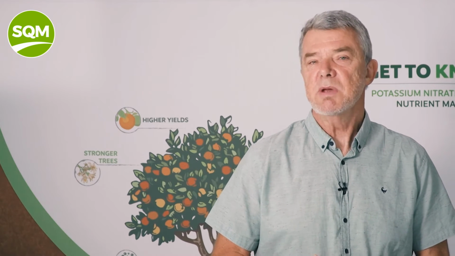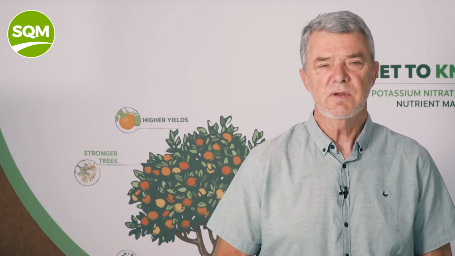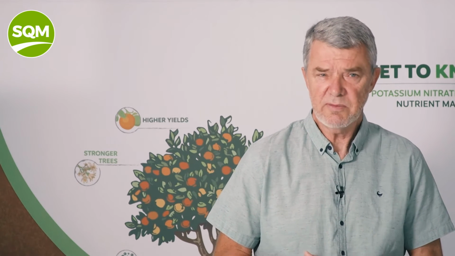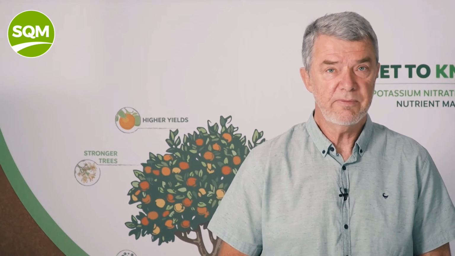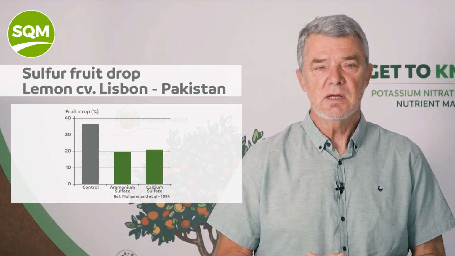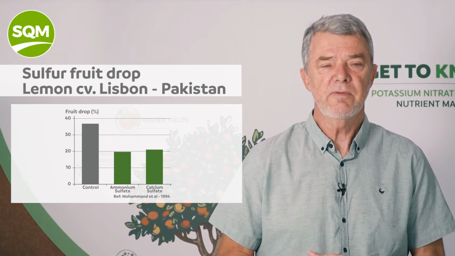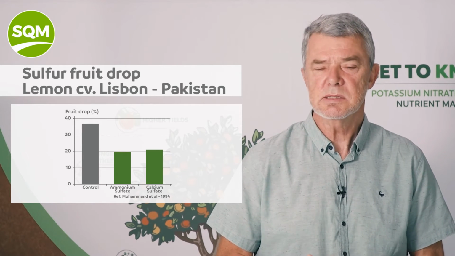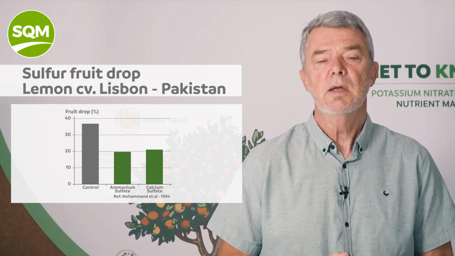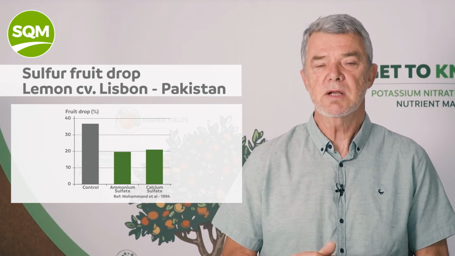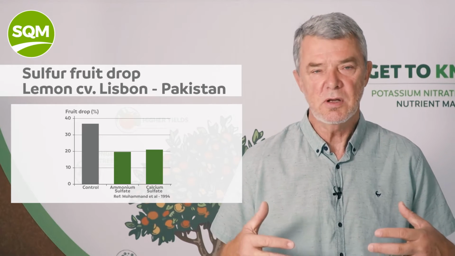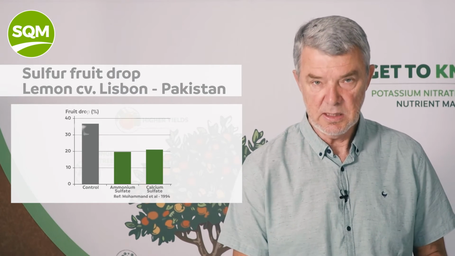The next secondary macroelement we will just touch on is sulfur. Sulfur is part of proteins and enzymes, and it's essential for plant growth and development. It's required in very small amounts, and the removal by fruit is small. The one graph I've shown you is that a sulfur deficiency can lead to fruit drop. On the graph you'll see fruit drop in percentage on the y-axis, and a control where there's no sulfur, and two different products, ammonium sulfate and calcium sulfate, which both almost halve the fruit drop. So this leads to greater fruit set and greater yield at the end of the day.